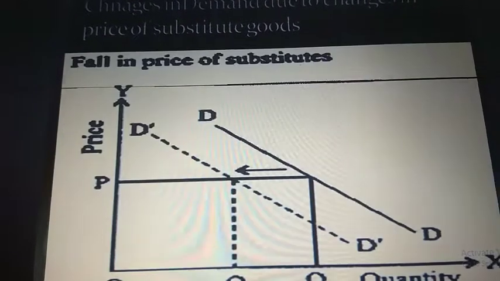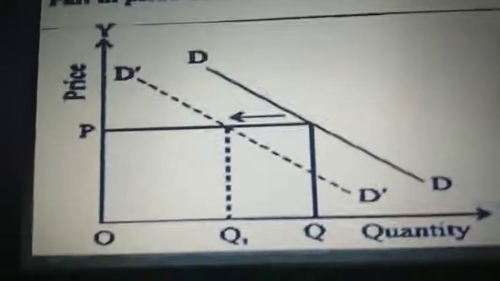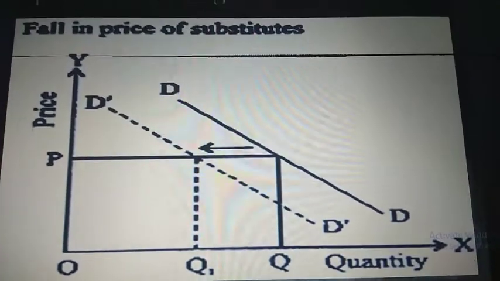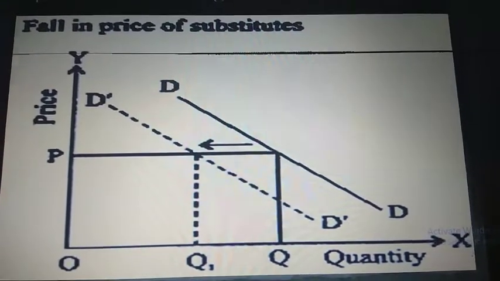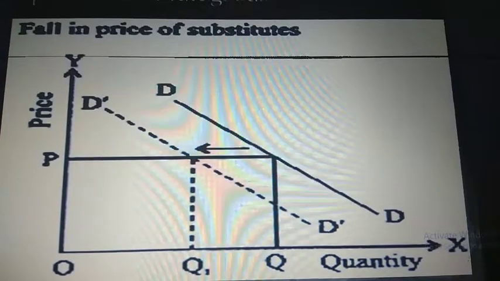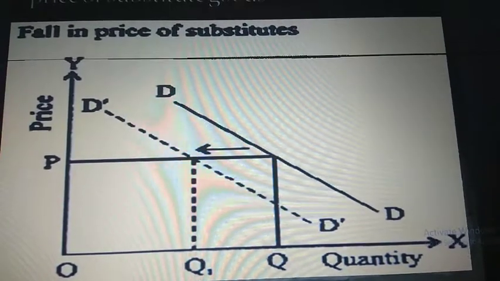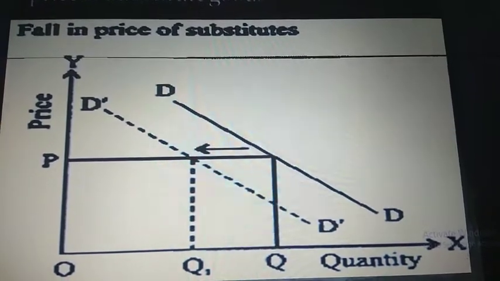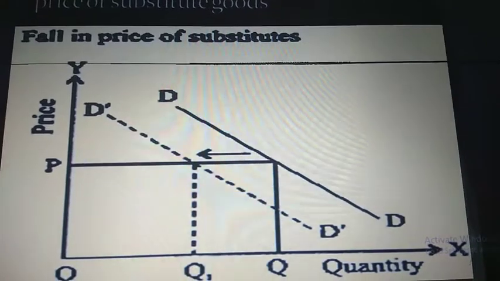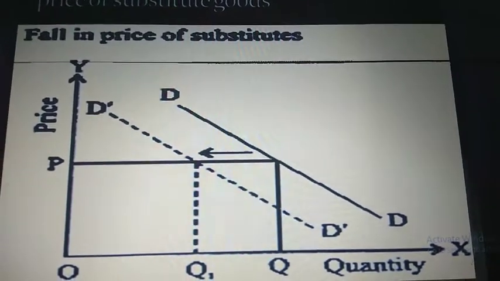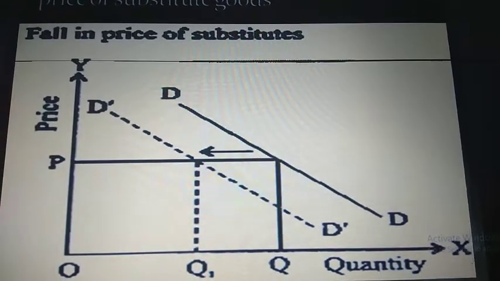Next, we see the case of fall in price of substitute goods. Again we take the same example, that is tea and coffee. Coffee is the substitute good and tea is the given good. Now there is a fall in the price of coffee. If the price of coffee decreases, as a result, will people demand more of tea or more of coffee?